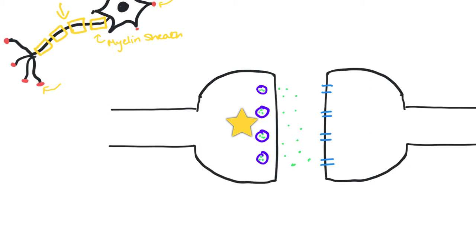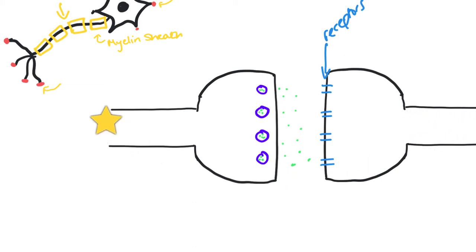On the second neuron, you have these receptors here. Now, these receptors will bind only to specific neurotransmitters from the previous neuron. When those neurotransmitters are detected by the receptors, they stimulate the new electrical impulse to be transmitted along the next neuron.